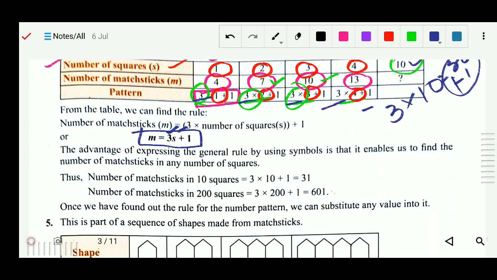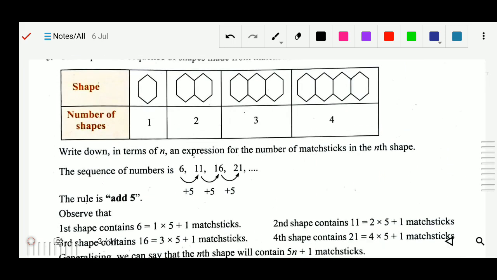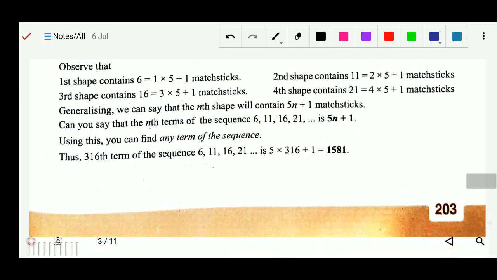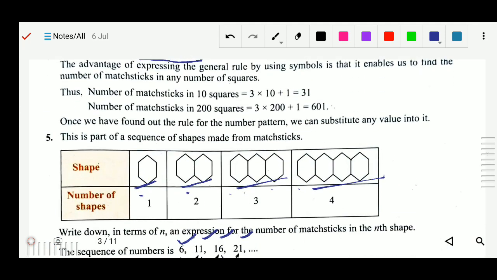Okay, like here, the fifth example, you can see also this shape. In the shape you can see how many there are: 6, here 11, here 16, here 21. So what is the rule? You can see 6, 11, 16, 21, the difference is only 5. In each it is increased by 5, so in each shape we are adding 5. So what will be the rule? You can see the rule is 5n plus 1, so it will be multiplied by 5 and we will add 1.